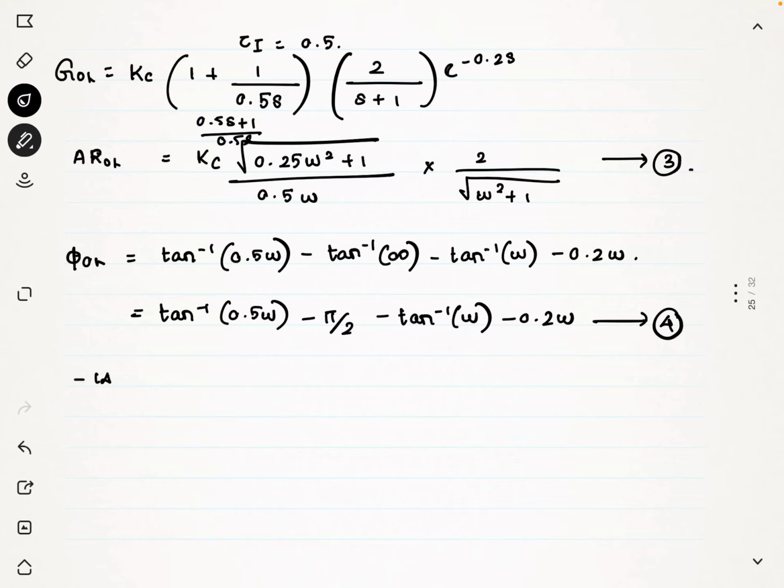So minus 140 degrees into pi by 180. This is for converting it into radians. So if we substitute omega equal to the gain crossover frequency, the phase angle is minus 140 degrees. So from equation 4, we can write minus 140 into pi by 180. This is for converting it into radians.